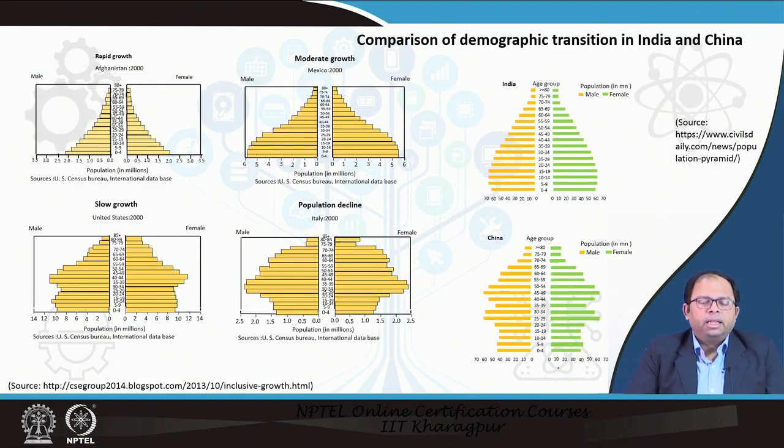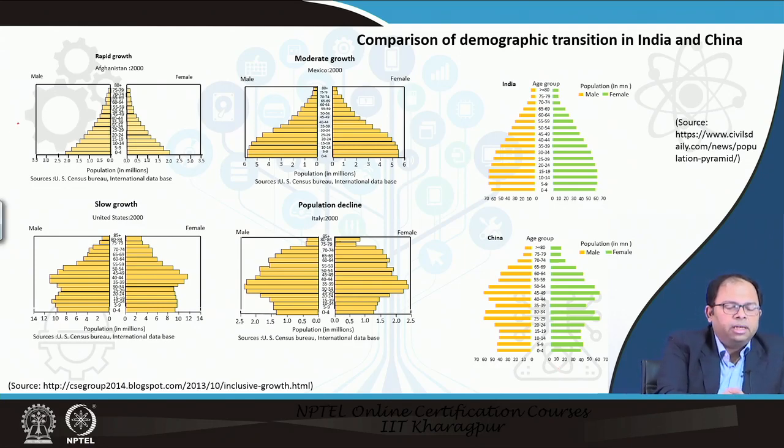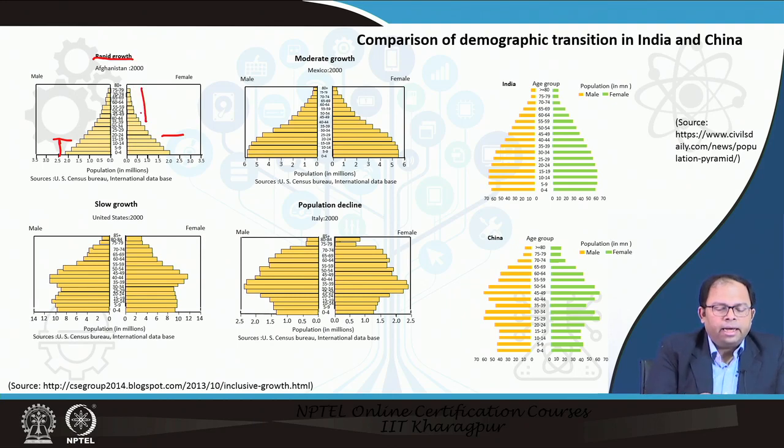So here in these figures we can see that the first figure is the period of rapid growth, the first phase, like in Afghanistan in the year 2000, where you can see that most of the population is in the lower age groups, and in the upper age groups there is very little population. And then this is Mexico in 2000. This is showing moderate growth during this time period, where we can see that the population bulge is gradually moving upwards.